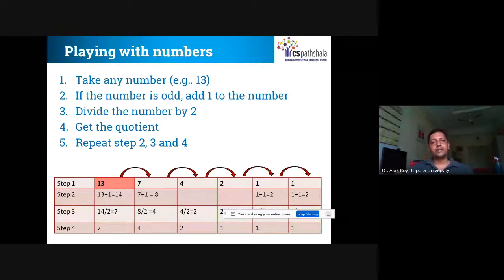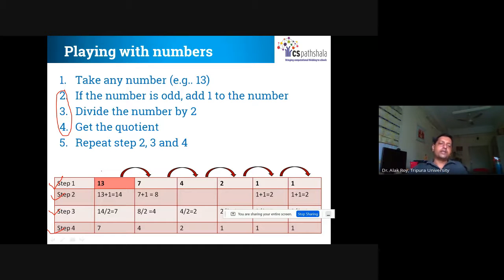So let's again try to play with numbers. Take any number, like 13. Step 2: if the number is odd, add 1 to the number. Divide the number by 2, get the quotient, and repeat steps 2, 3, and 4. Okay. So there is step 1, step 2, step 3, step 4. So this is the step 2, 3, and 4 numbering. So let's see how an iterative process can be useful in mathematics.